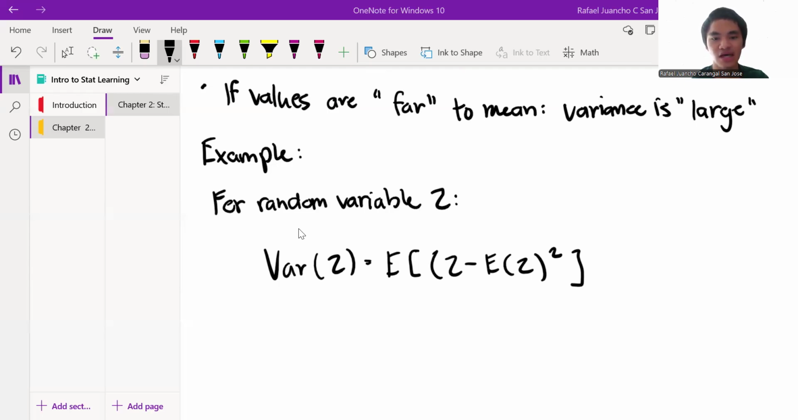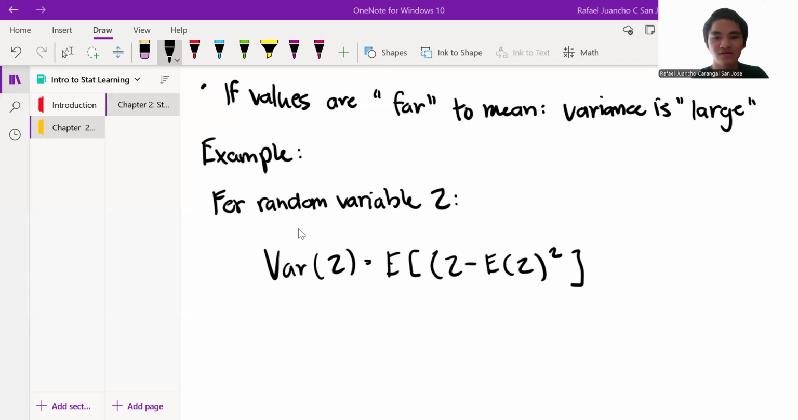So if we roll a die, then the mean is from 1 to 6, so that's 7 divided by 2, that's 3.5. And then the differences from the mean: 1 minus 3.5, 2 minus 3.5, 3 minus 3.5, and so on and so forth. We square those, add them together, and then divide by 6. And then we get the variance, which is 2.92, right?